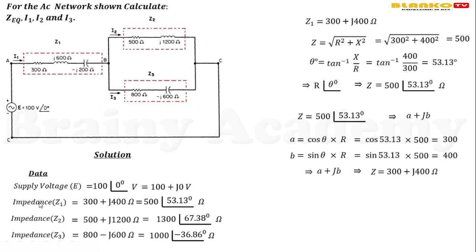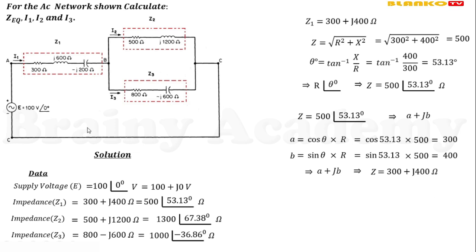So you can see from the data that Z1 is equal to 300 plus j400, which is in the rectangular form, and to convert it to polar, we got 500 angle 53.13 degrees. So that is what I've illustrated here, how to convert from polar to rectangular, and then from rectangular to polar. I hope you understand.